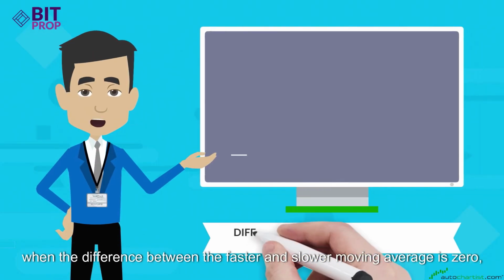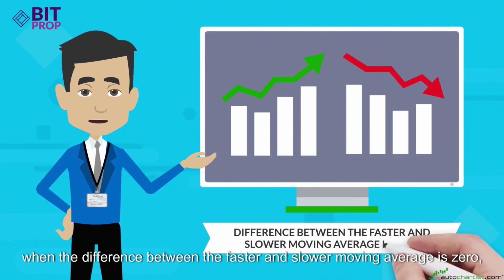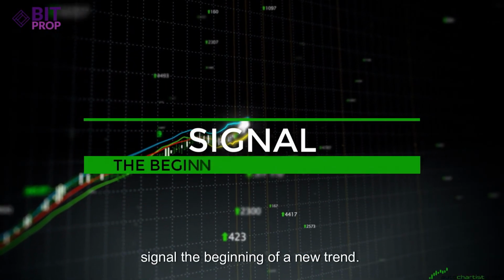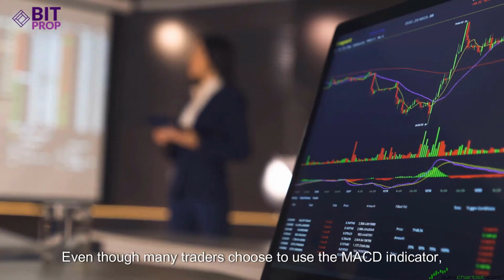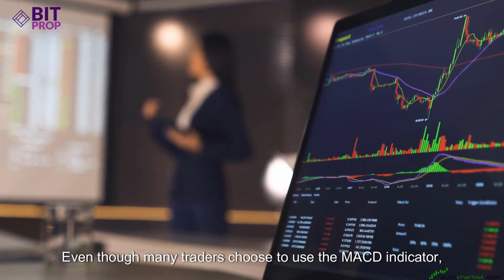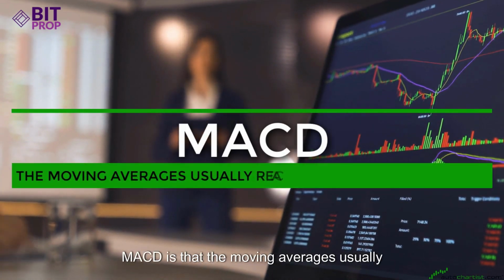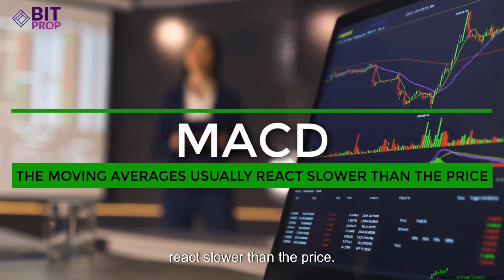These two moving lines with different paces may be used to predict a possible trend. For example, when the difference between the faster and slower moving average is 0, you can expect a crossover to take place which may possibly signal the beginning of a new trend. Even though many traders choose to use the MACD indicator, the negative aspect of the MACD is that the moving averages usually react slower than the price.